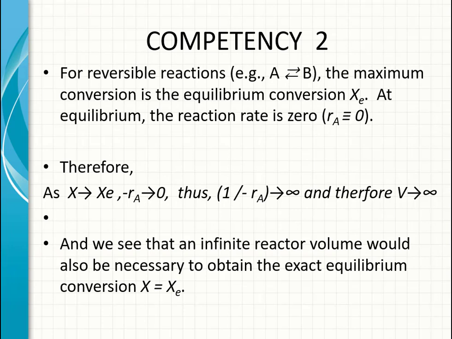So for reversible reactions, we don't try to obtain the conversion at equilibrium, because we will need a very big volume too. And we see that an infinite reactor volume will also be necessary to obtain the exact equilibrium conversion, X equal to Xe.